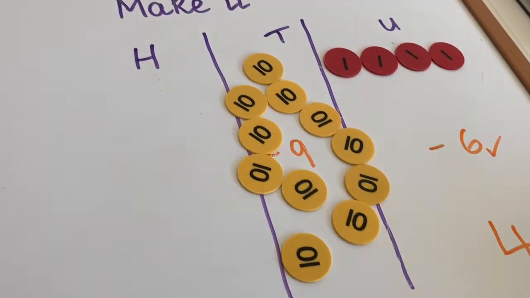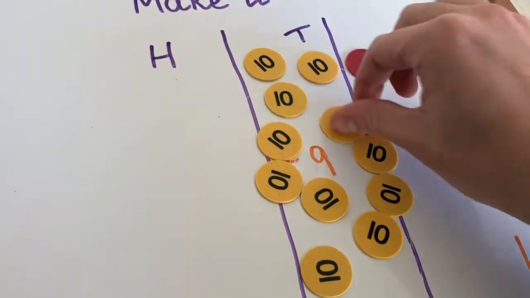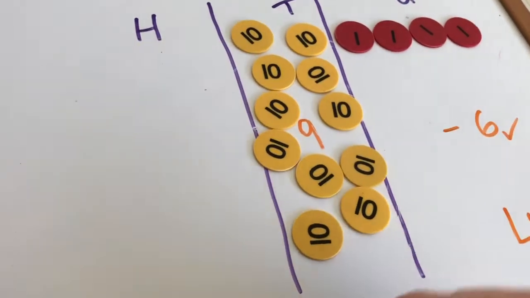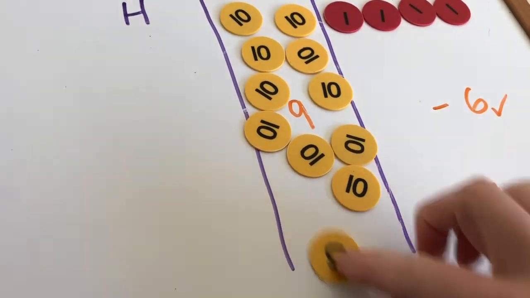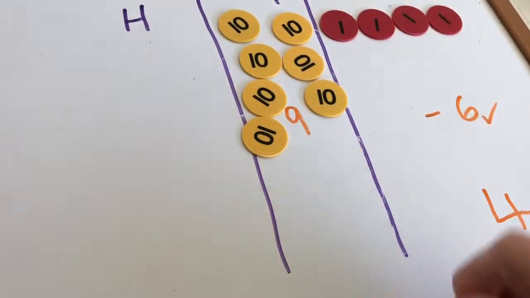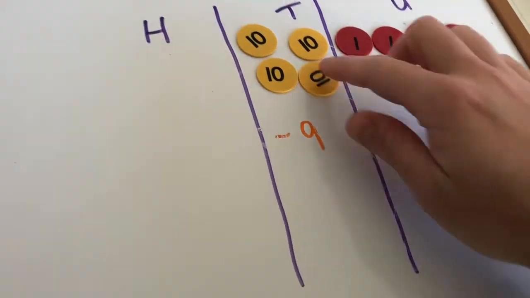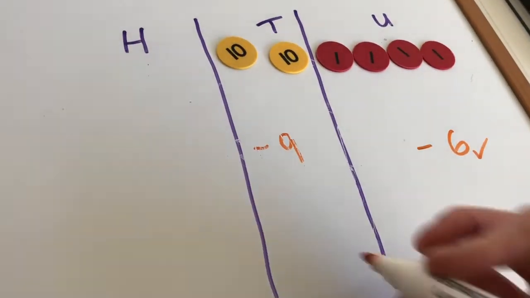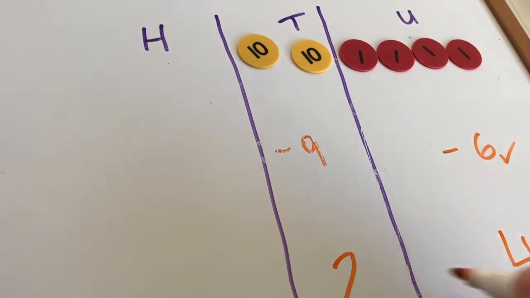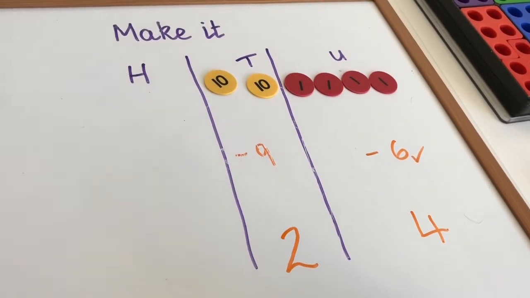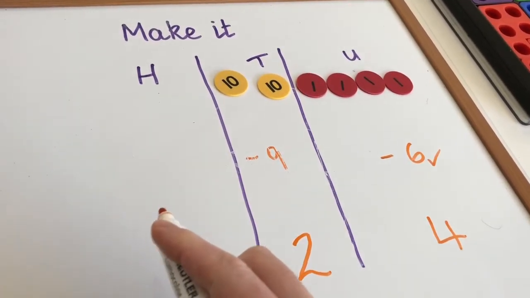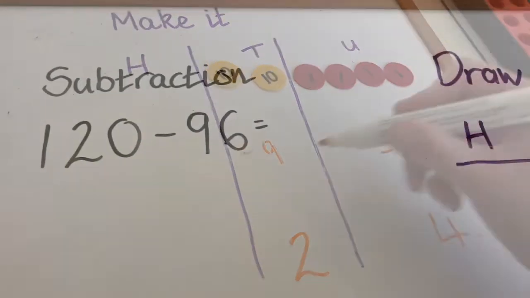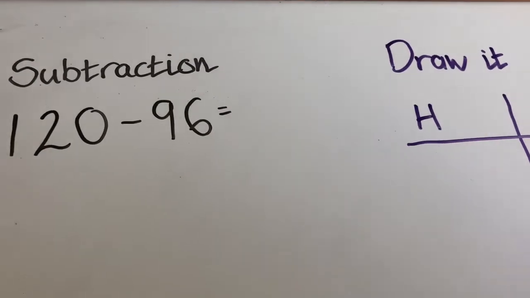Now I've got 10 tens, not very neatly laid out, but you would lay them out much neater than me. I can take away 9 of these. So what I'm going to do is take away 9. 1, 2, 3, 4, 5, 6, 7, 8, 9. And you can see that has left me with 2 tens. So the answer, because I don't have any hundreds to take away at all, and I've none left anyway, is 24. The next thing we're going to do is draw the same question.